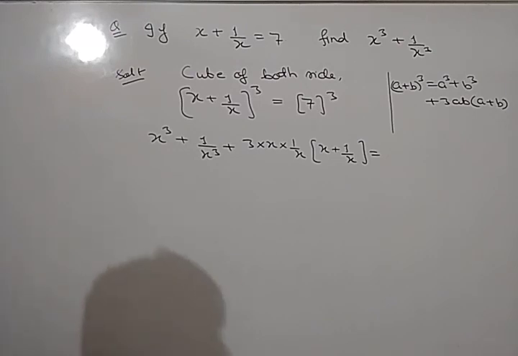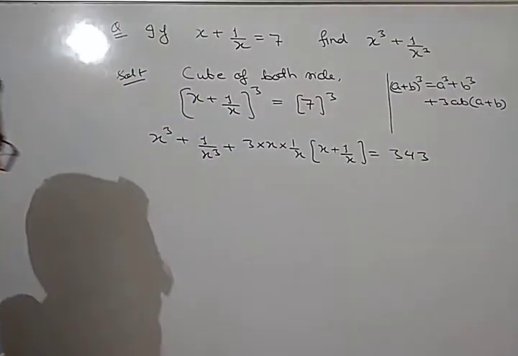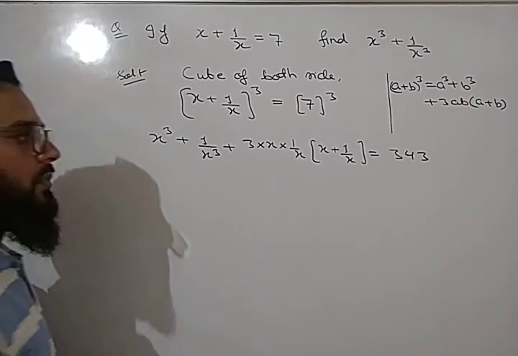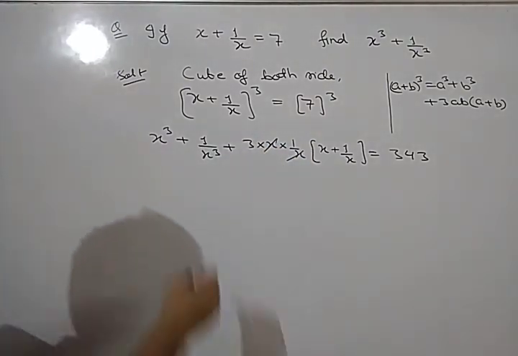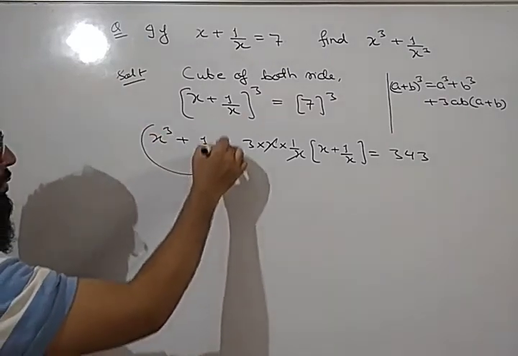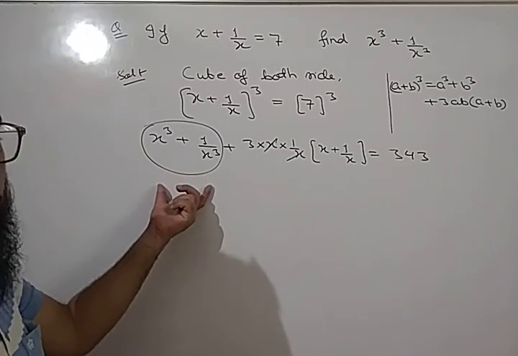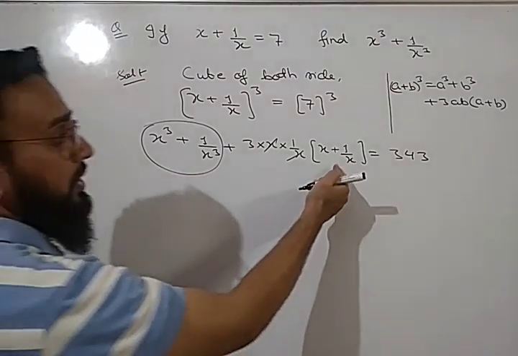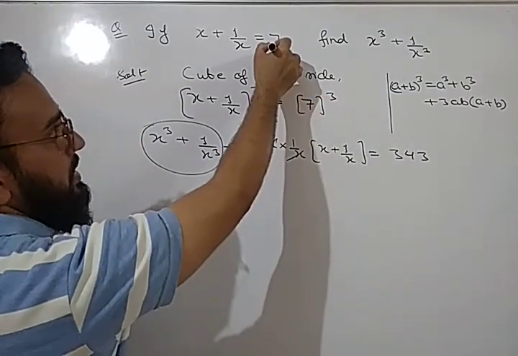343. 7 cube will be equal to 343. Clear? Now this x and x will be cancelled out. You have to find the value of this particular term, x cube plus 1 upon x cube. So leave this term here. And you know the value of x plus 1 upon x also. What is its value? It is 7.